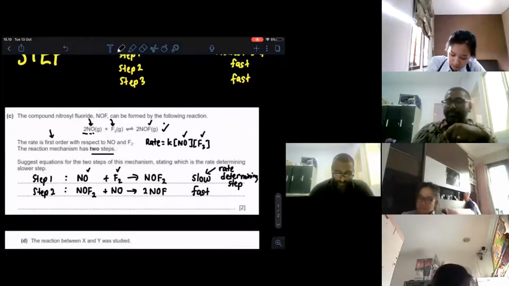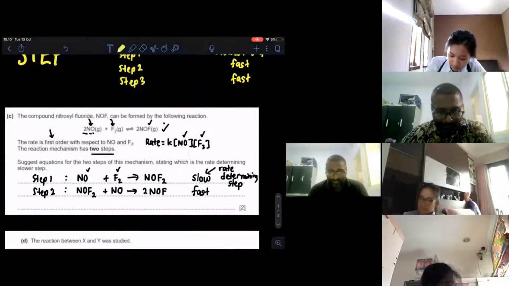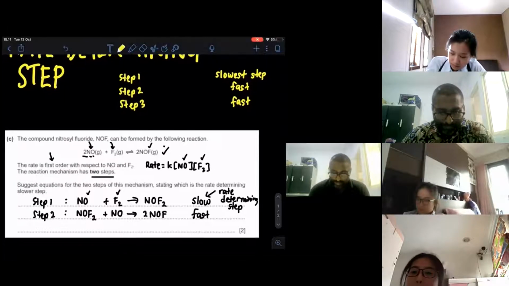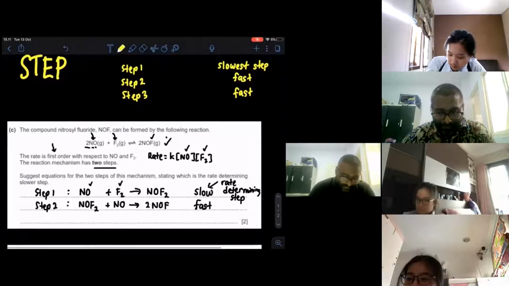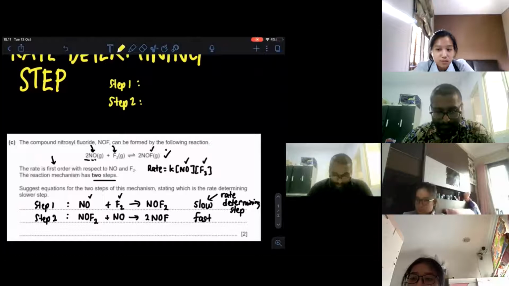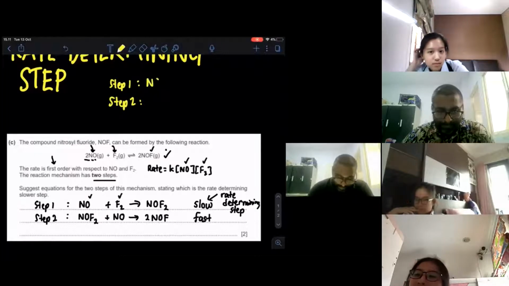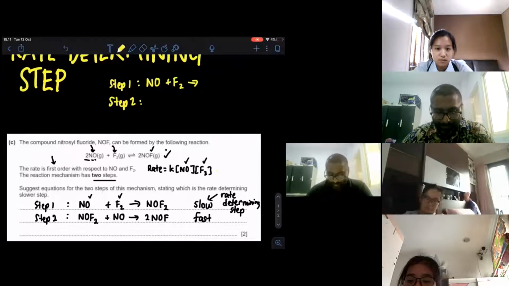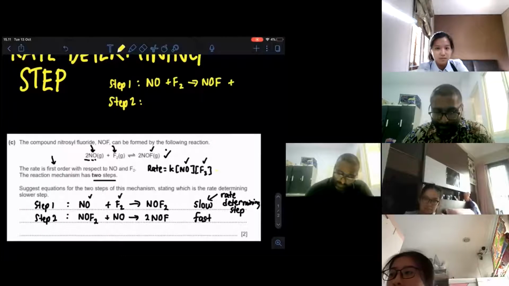Yes, there's another way, another alternative for it. Let's say I write it over here. So what is going to be the alternative? If you have 2 steps, step 1 and step number 2, I know that the NO and F2 must be there because they are in the rate determining step, because they are inside the rate equation. So instead of NOF2, can I think about something else? Probably I can think about NOF plus F, if I have something like this.